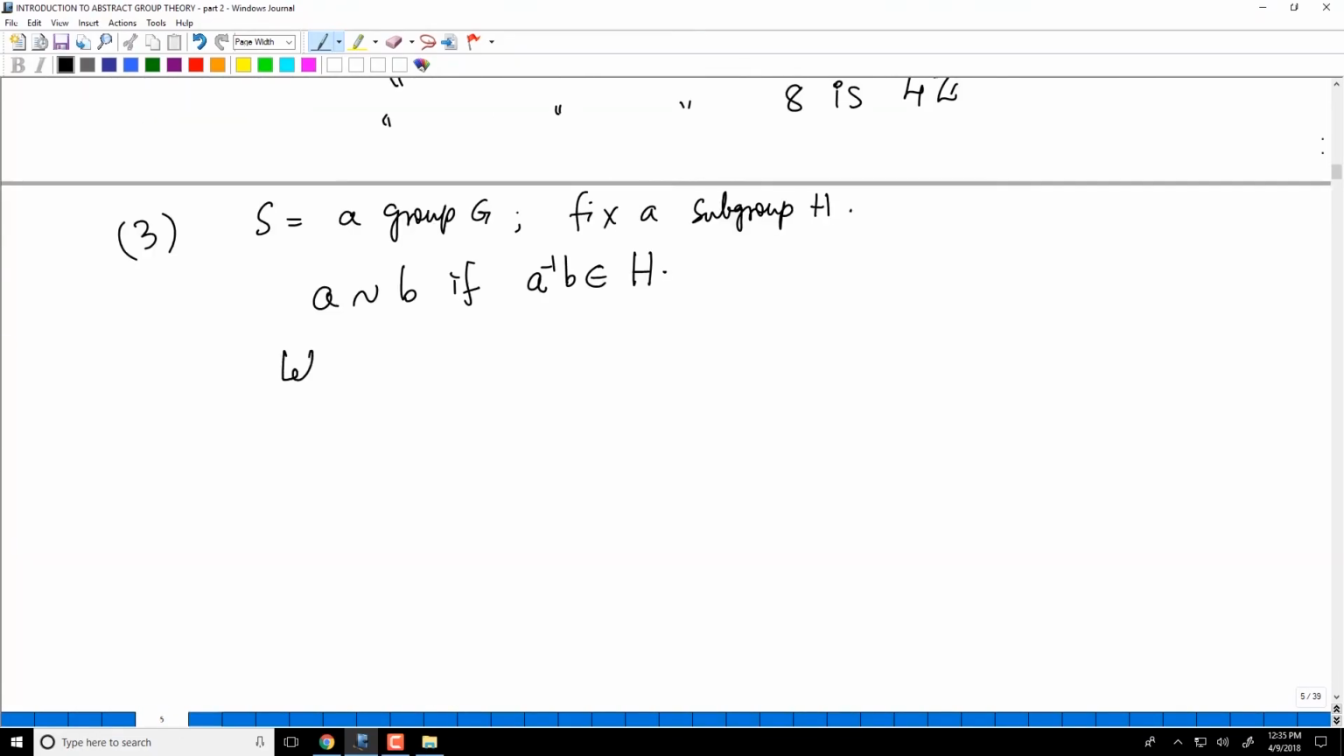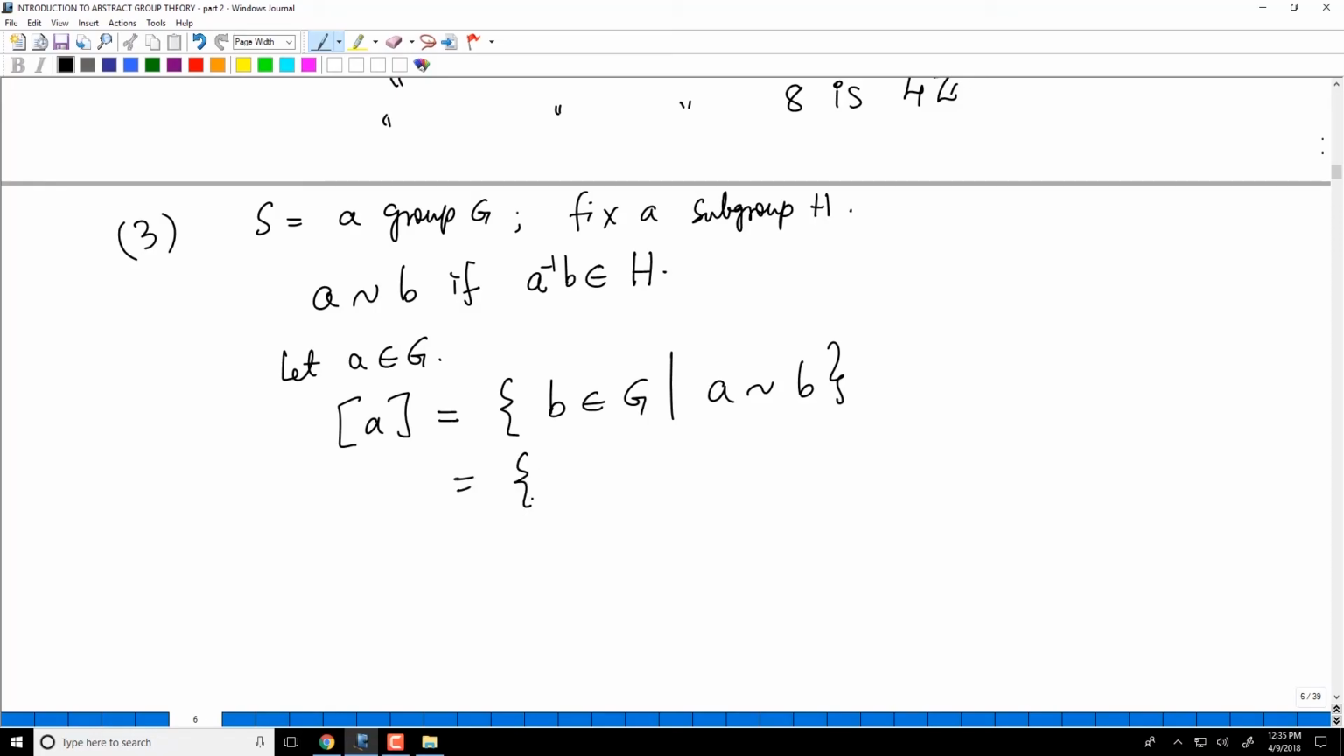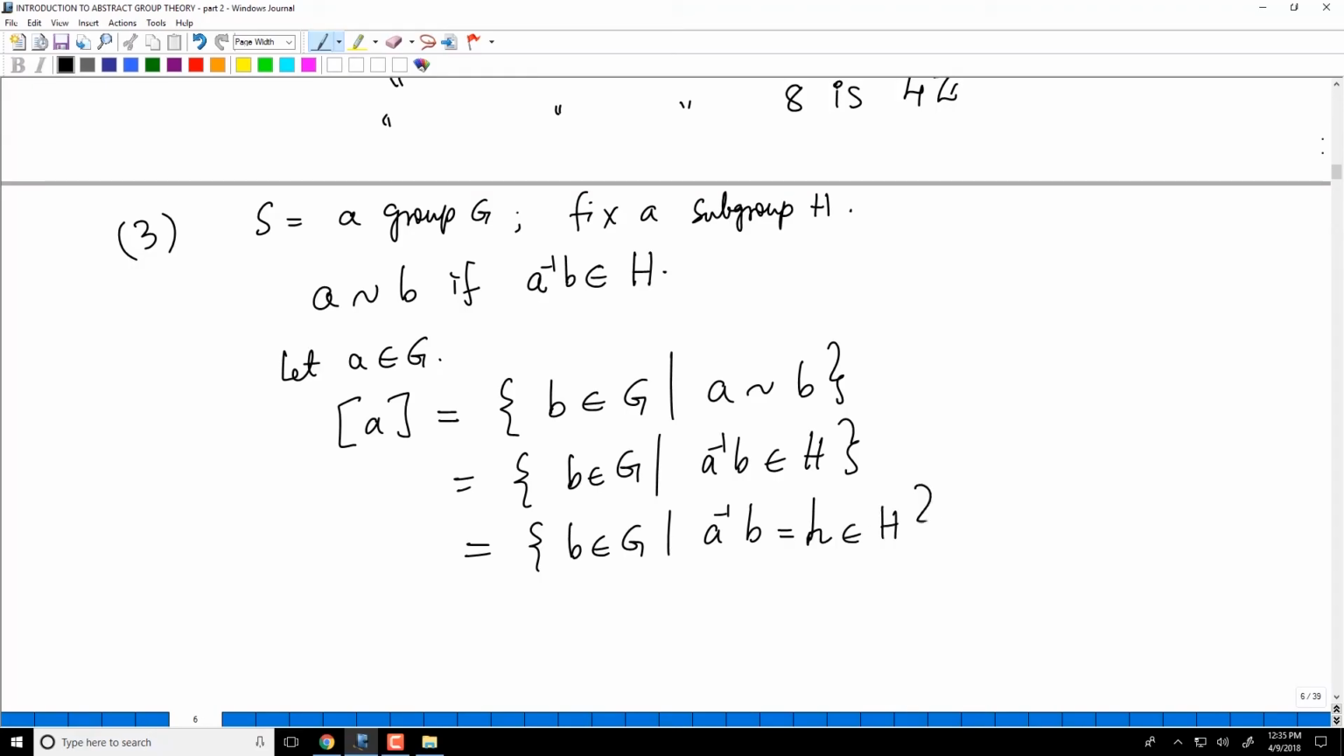So now let a be in G. What is the equivalence class of this? So this is all elements b in G such that a is related to b. By definition, this is the equivalence class, right? But this is all b in G such that a inverse b is in H, right? This means all b in G such that a inverse b equals some element of capital H, so I'm going to give it a name, small h.